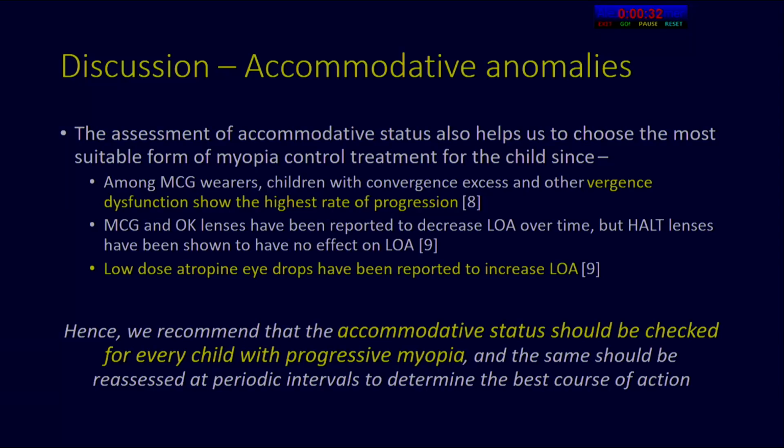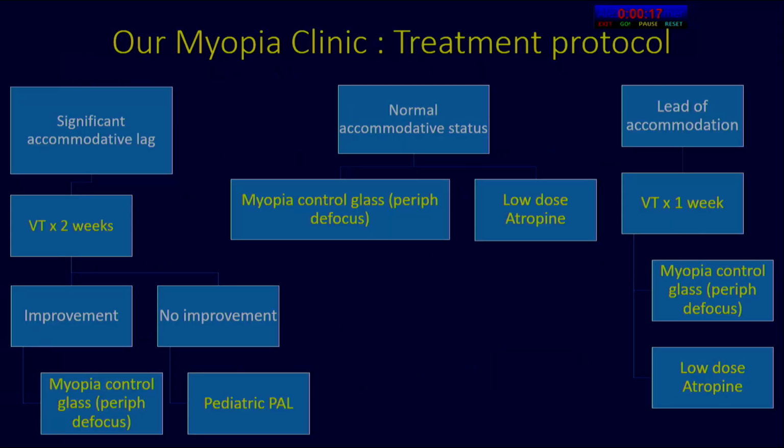And even the performance of low-dose atropine or the myopia control glasses has been shown to be affected, and the fast progressors are those who have these accommodation anomalies. So these should be corrected in each and every child who is attending a myopia clinic. So in our myopia clinic, we see the accommodative status and then go for the treatment.